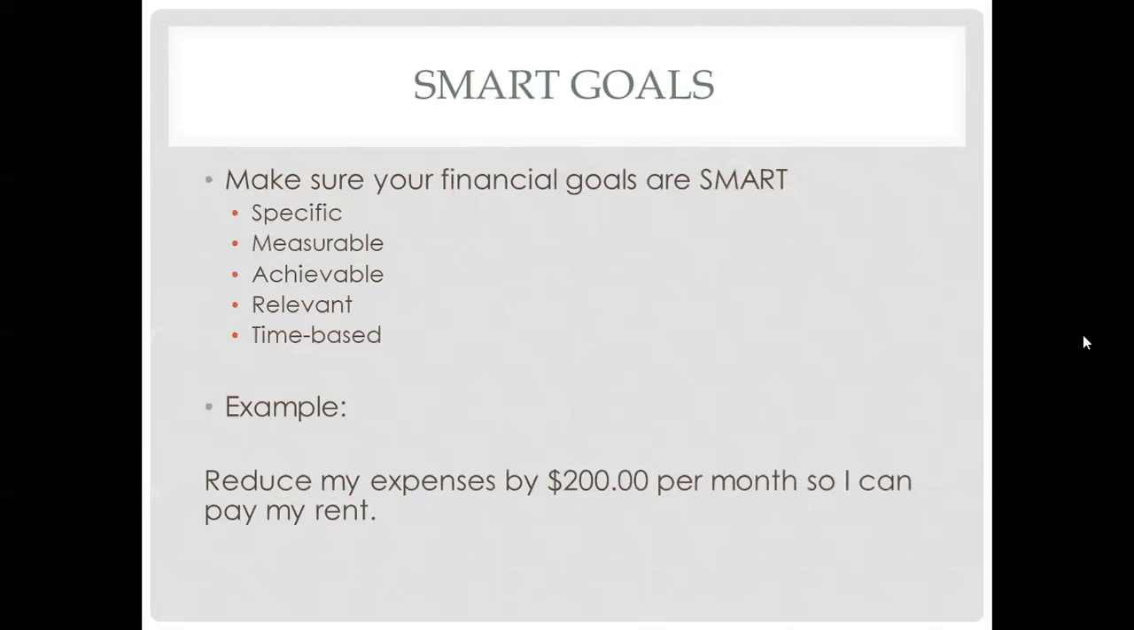So now that you understand what you need to look at with your income and what you need to look at with your expenses, and you go ahead and create your financial recovery plan, you want to make SMART goals. SMART goals are specific, they are measurable, they are achievable, they are relevant, and they are time-based. An example of a SMART goal is going to be, I'm going to reduce my expenses by $200 per month so I can pay my rent. The reducing my expenses is the specific. I'm measuring it by the amount of $200. It is achievable, and it is time-based by saying per month. So this is an example of a SMART goal.